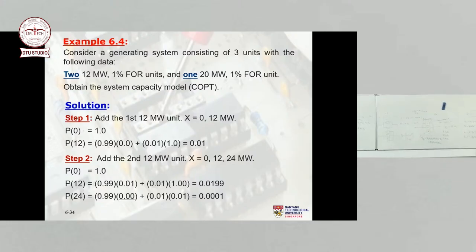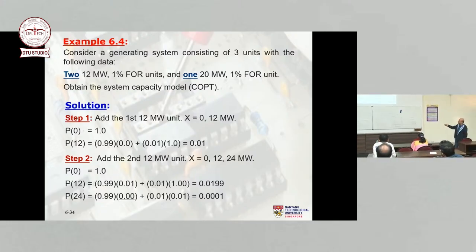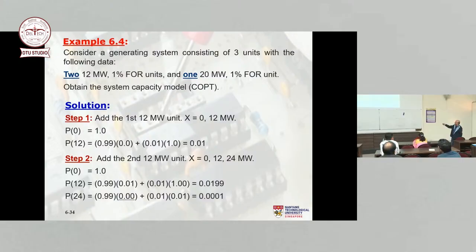So we start, we load first the 12 megawatt unit. First 12 megawatt unit, the availability is 0.99, unavailability is 0.01.